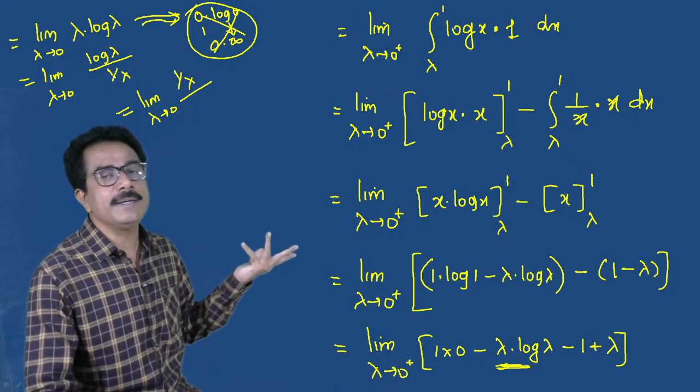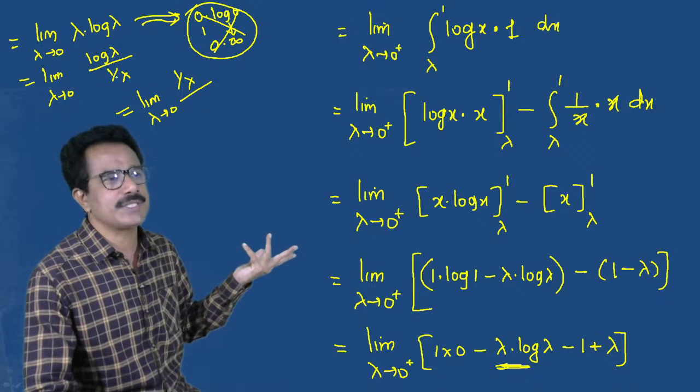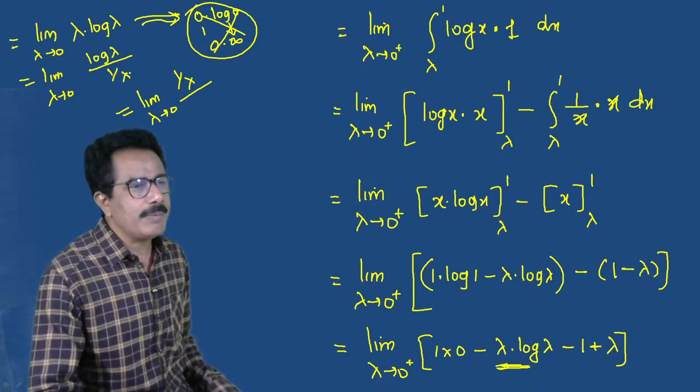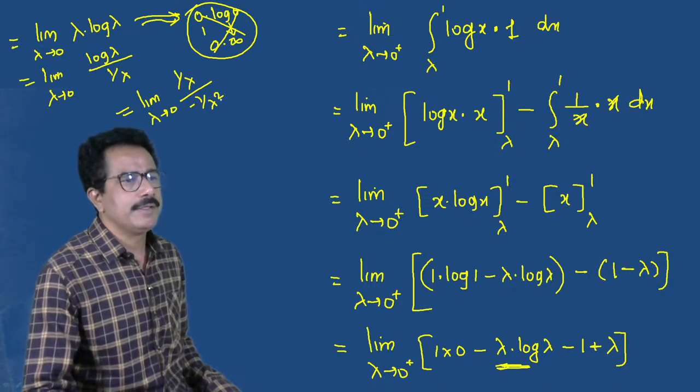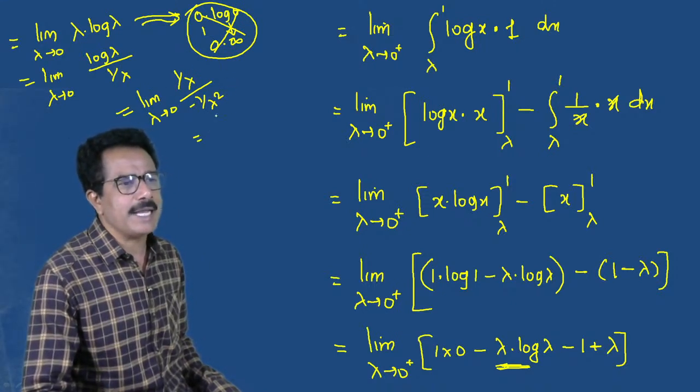We have solved this in the B.Sc. first year, L'Hospital's rule. The derivative of 1 upon lambda is minus 1 upon lambda square. So this value is minus lambda.